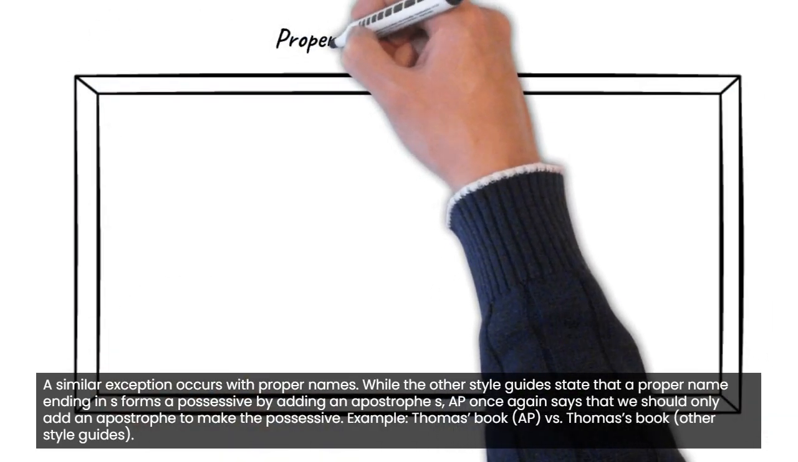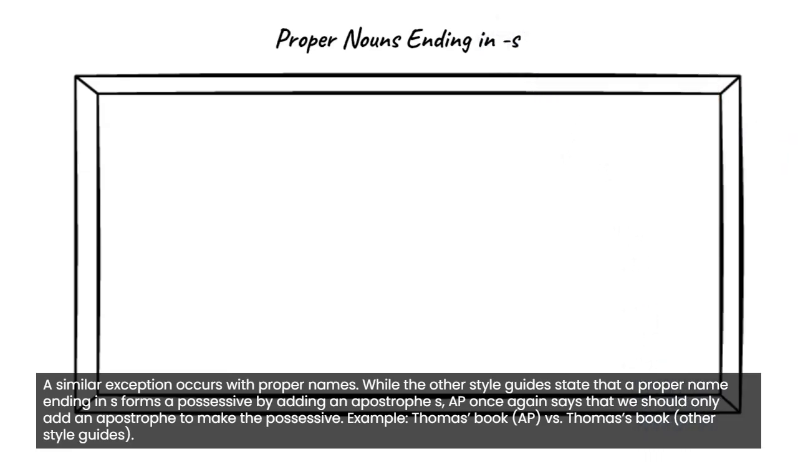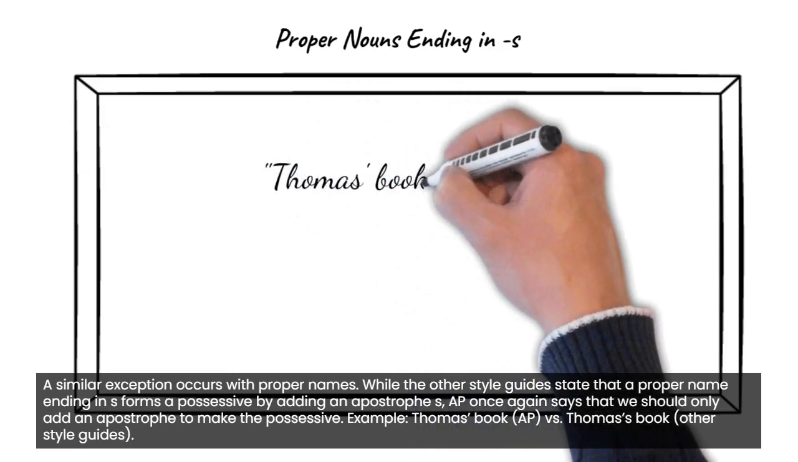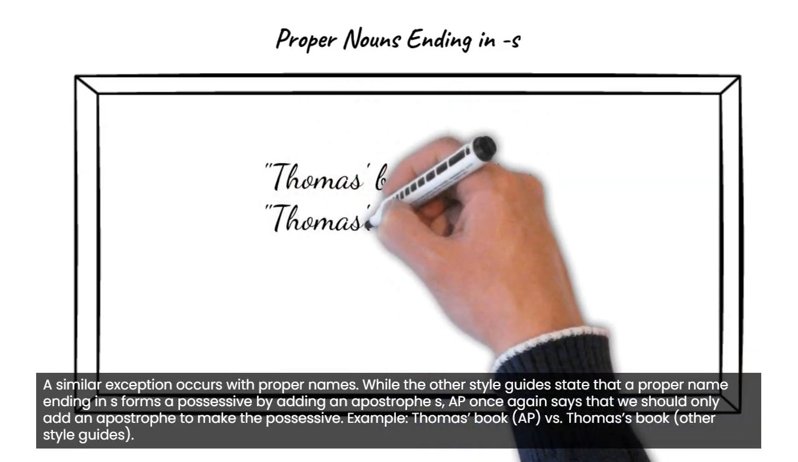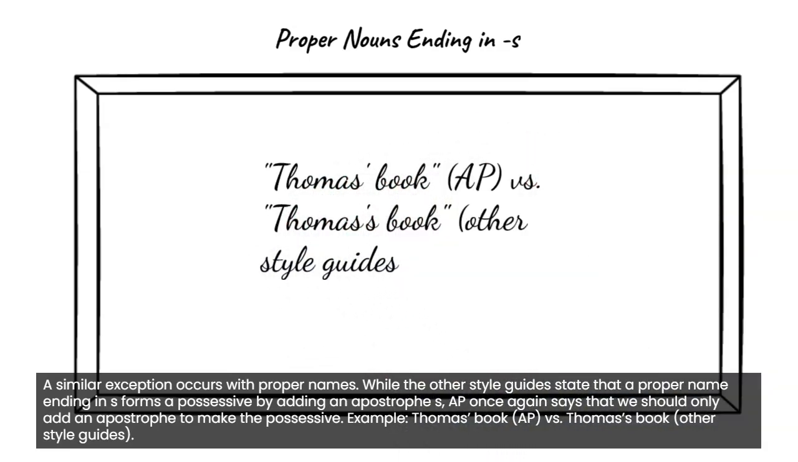A similar exception occurs with proper names. While the other style guides state that a proper name ending in S forms a possessive by adding an apostrophe S, AP once again says that we should only add an apostrophe to make the possessive. Example: Thomas' book, AP, versus Thomas's book, other style guides.